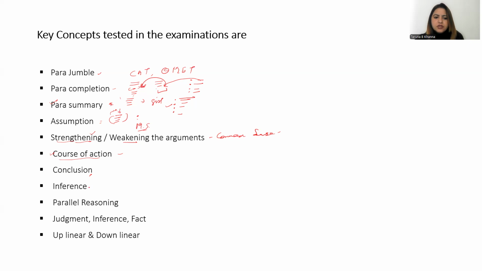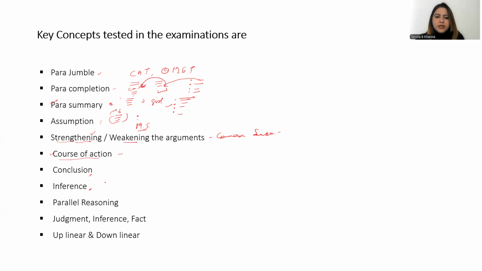So that is conclusion. Inference is an interesting concept. Inference is basically your level of comprehension beyond the text. What do we mean by that? That something which is not very clearly stated, but you can understand that that is what the author wanted to say.